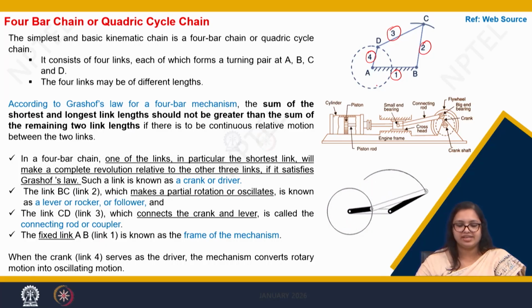and that we call the crank or the driver. Link 2 makes a partial rotation or oscillates, and it is known as the lever or rocker or follower. So here we have link 2, which we call a follower. Link 3 is the connecting rod and link 1 is fixed, which is the frame of the mechanism.